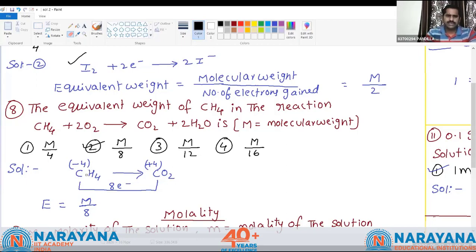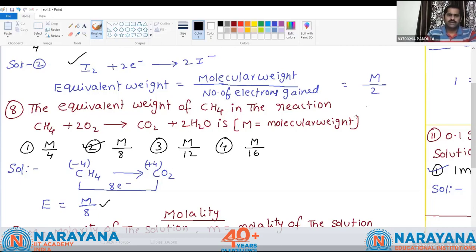In CH4 the oxidation state of carbon is -4, and the oxidation state of carbon is +4 in CO2. So the change in oxidation state is 8. That's why equivalent weight is equal to molecular weight by 8. So option 2 is correct. Now question number 9.